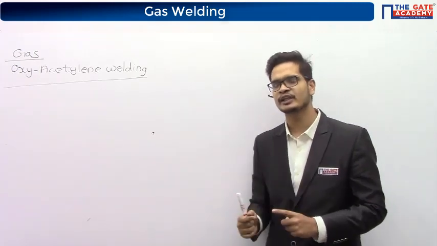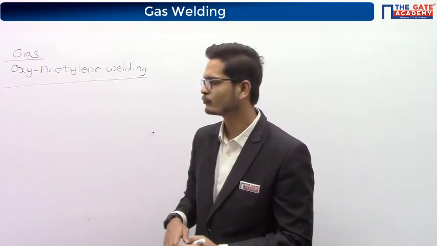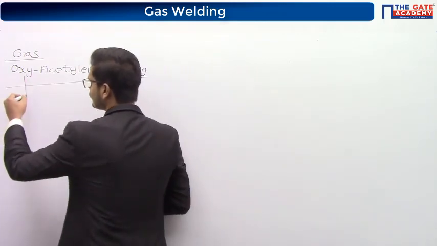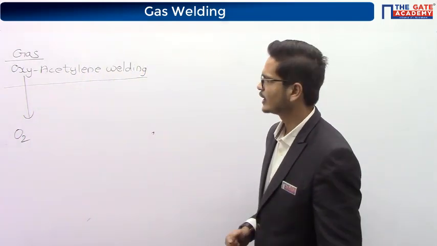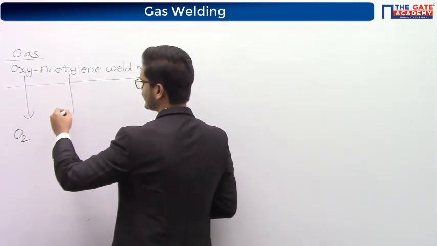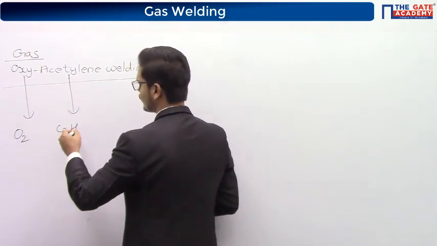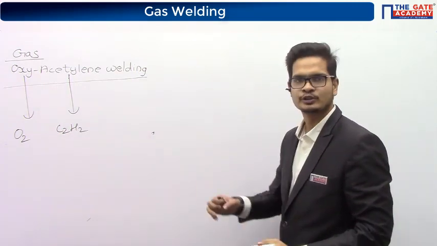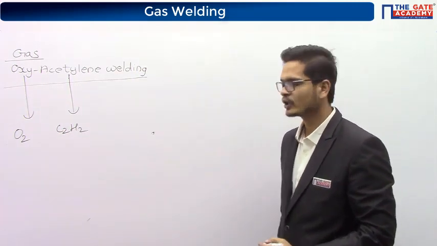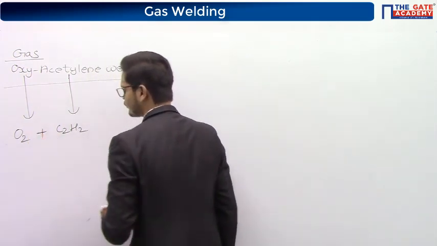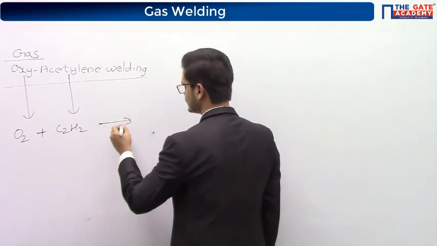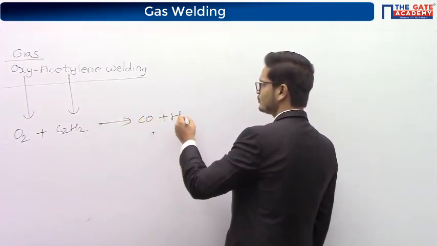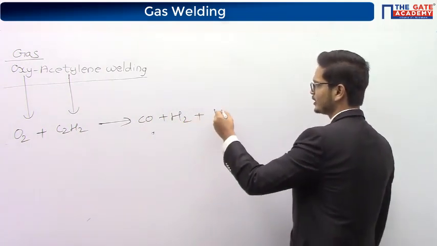Now, since some chemical reaction is involved, we must have some reactant. So, what are the two reactants that we need? First one is oxy. Oxy means O2. The other one is acetylene, C2H2. So these are the two reactants that we are going to use. Let us see what happens when they react. O2 reacts with C2H2 to give us CO plus H2 plus heat.